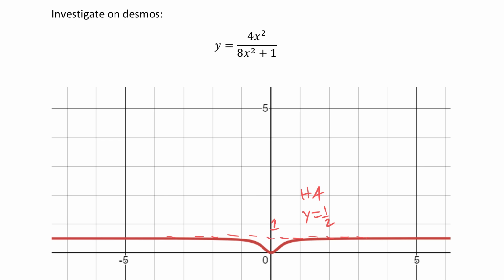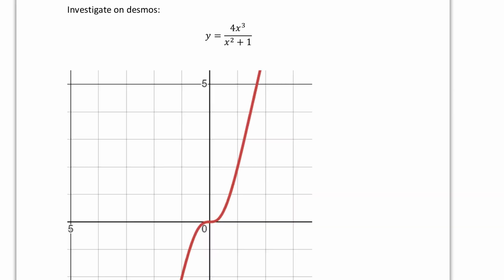Okay, and then, well, let's just make it even more confusing. We've got 4x cubed over x squared plus 1. So here I've increased the power of x again. Now we have this graph, which really clearly has no horizontal asymptote. Okay, we need to bring this together because this right now isn't making a lot of sense.